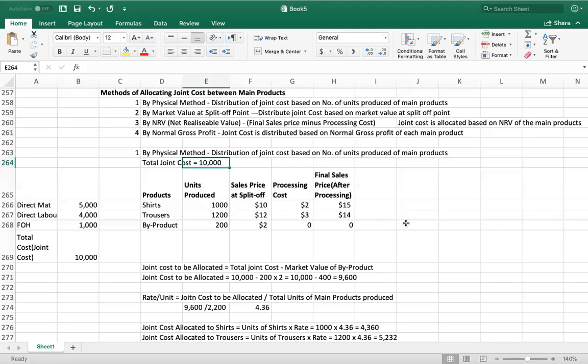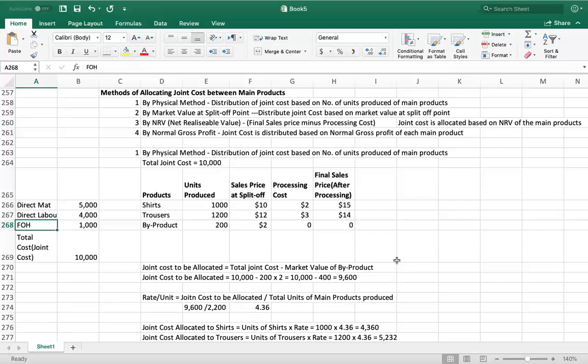Is factory overhead and fixed overhead the same? No, factory overhead means variable overhead plus fixed overhead, both. He may give it in two different ways: variable factory overhead, for example 600, and fixed factory overhead 400. So total factory overhead will be 1,000. Or he will give you the total factory overhead directly. So in any way.